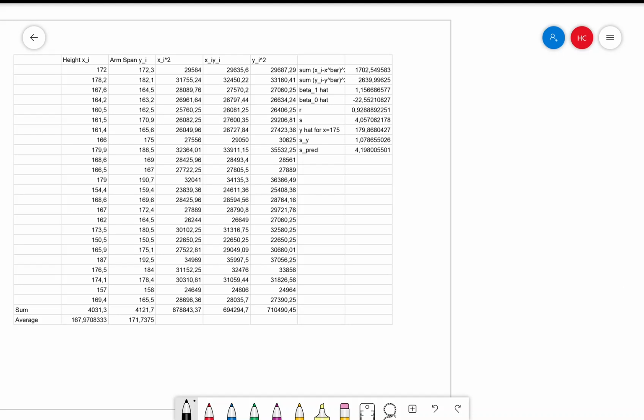All right, so let's continue from the same example with heights and arm span. Remember that beta 1 hat and beta 0 hat are still here, and the value s is still here. Now suppose you have a person whose height is 175 centimeters. This is our x value, and you can predict this person's arm span. What you do is you plug in x equal to 175 into the least squares line.